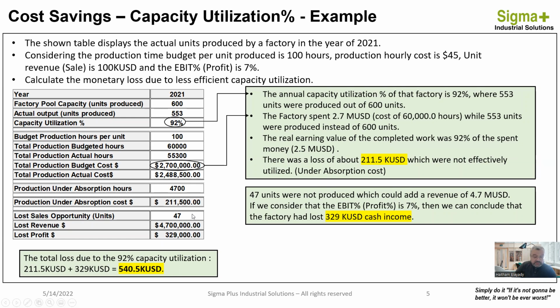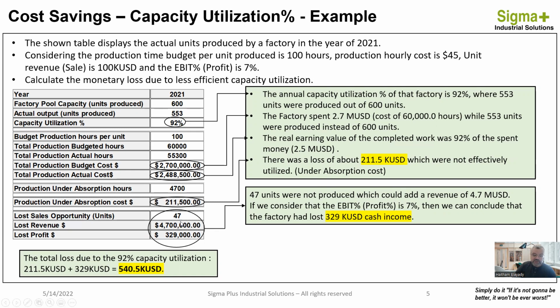But from the other side, if I wanted to calculate the lost sales opportunity, there were 47 units that could have been produced, but I didn't do it.